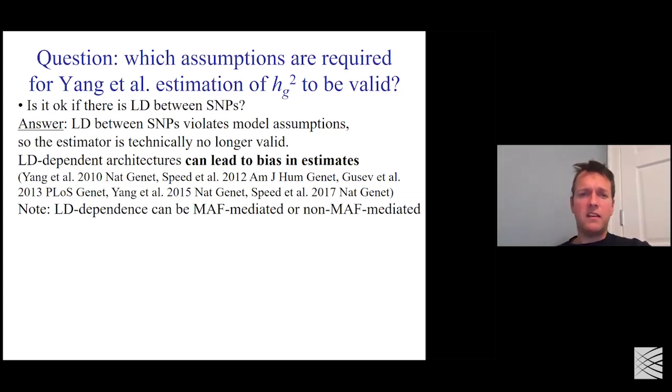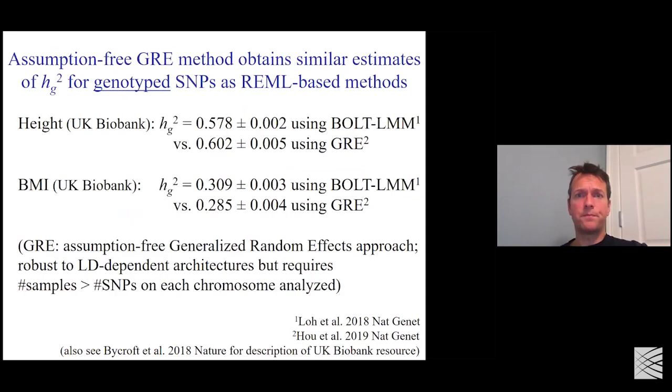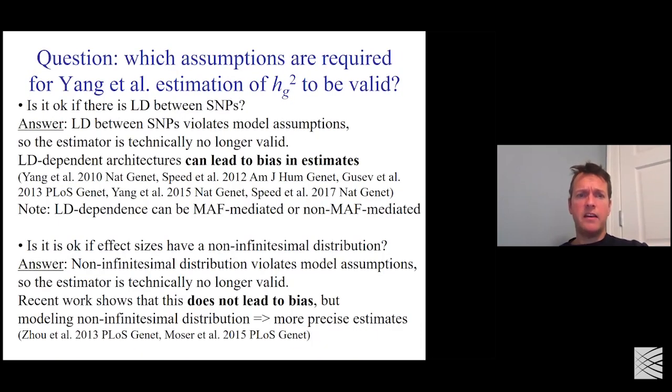But it turns out that violates some of the assumptions of some of these estimation methods, and it can lead to bias in estimates. It's something that we have to watch out for, and something that the world now understands well. I'm just going to leave it at that and gloss over some of these other slides. Then a second question that comes up, the second bullet point on this slide, is: is it okay if effect sizes have a non-infinitesimal distribution?